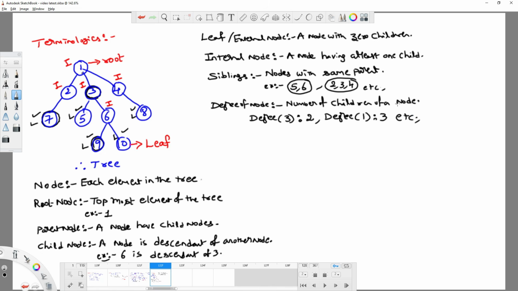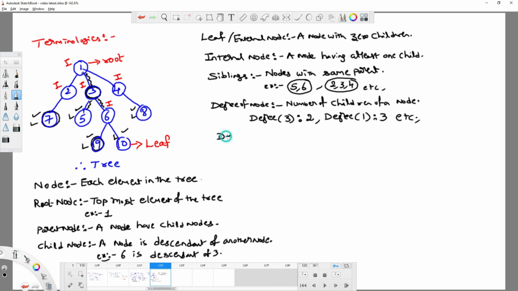But in general, in mathematics, the degree of a node is the total number of outgoing edges. So it is classified into out-degree as well as in-degree. If you are not aware of it, no need to worry. Just for the sake of data structures, degree of node is nothing but the total number of children of a given node. Fine.